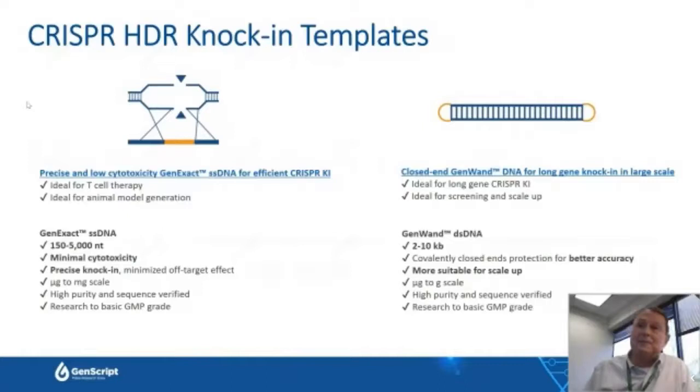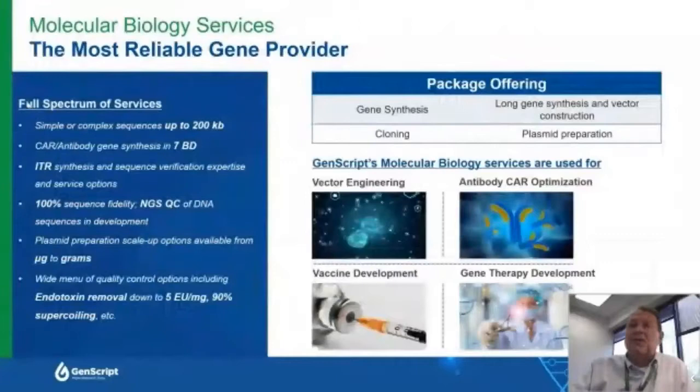Our molecular biology services are reliable, and we can supply these DNA species that you need. And we can do things that are very simple, and these assemblies we can do in the hundreds per day. We can turn those into plasmids quickly. We can engineer your antibody at the gene level, and we can turn that around in 7 business days. The ITR synthesis and sequence verification expertise is unique to us, and we have 100% sequence fidelity with our NGS for QC of these AAV payloads.